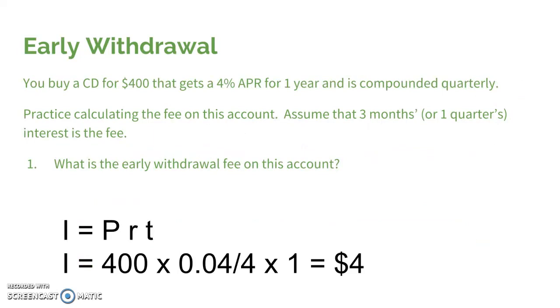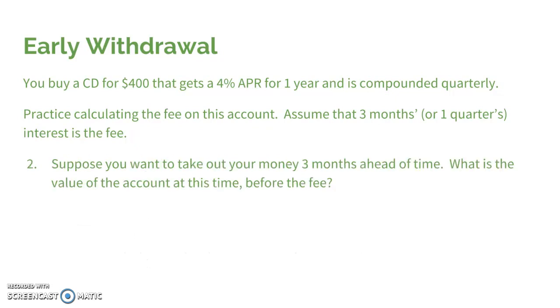So here's another example. We have a CD for $400 that gets 4% APR on 1 year, and it is compounded quarterly. What would be the early withdrawal fee on this account? So there we go, simple interest formula. We would find it's $4. Suppose you want to take your money out 3 months ahead of time. What is the value of the account at this time before you assess the fee?